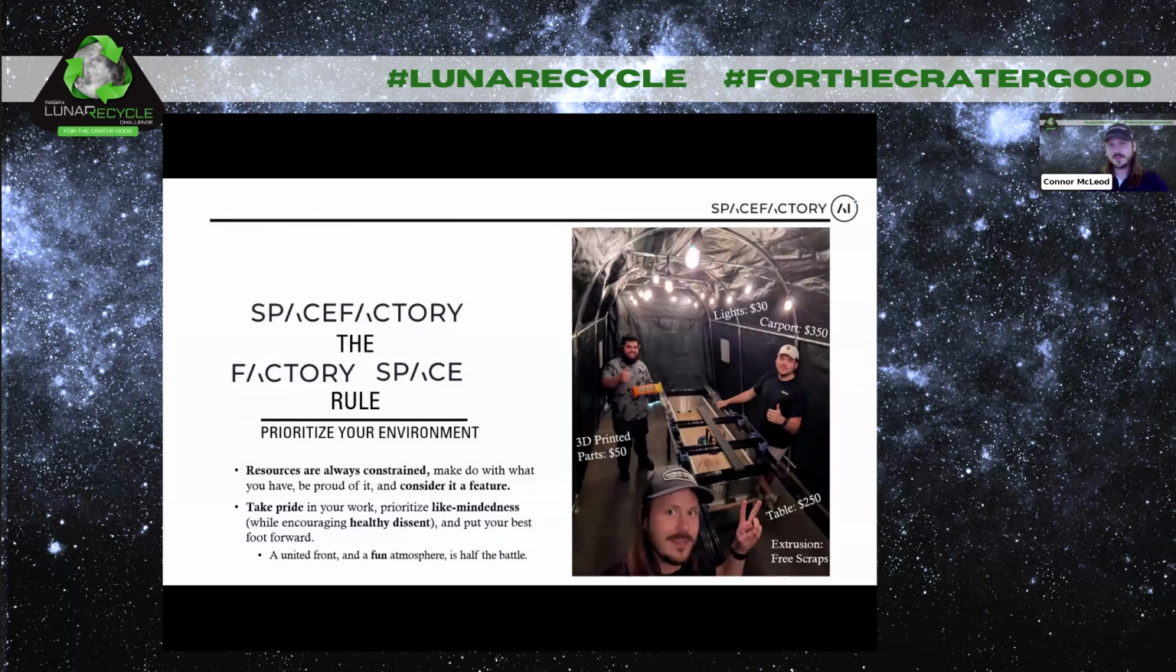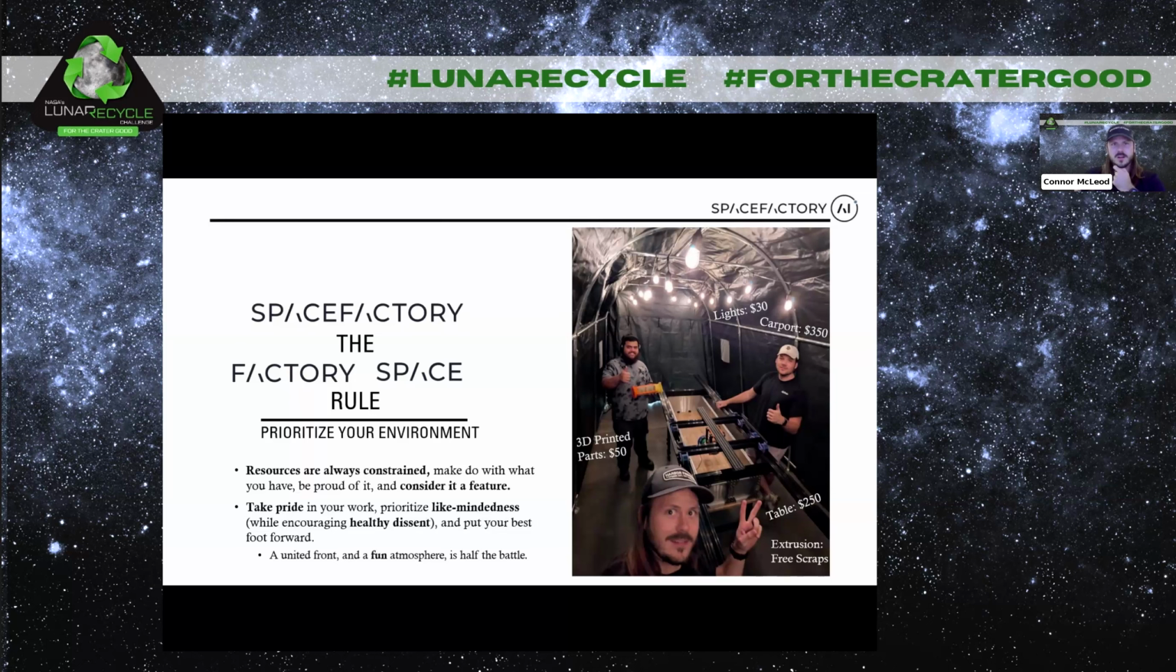So Space Factory, the factory space rule. Space Factory has a factory space, and our environment is prioritized. And we know as a startup that resources are always constrained. So make do with what you have, be proud of it, and consider it a feature. Take pride in your work, prioritize like-mindedness while encouraging healthy dissent, and put your best foot forward. And also, obviously, a united front and a fun atmosphere is half the battle. If you're not having fun doing a challenge, then what's the point of doing the challenge if you're just going to be miserable, right?